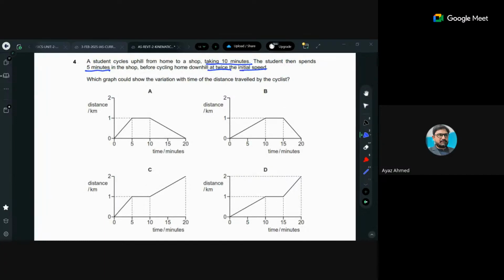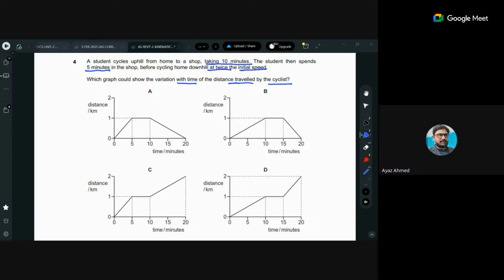Which graph could be the variation of the time and distance traveled by the cyclist? Distance traveled. Remember one thing: distance is also always increasing, right? Distance is always increasing. So do you know?